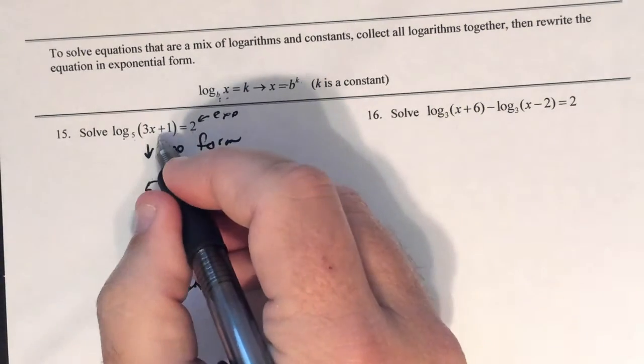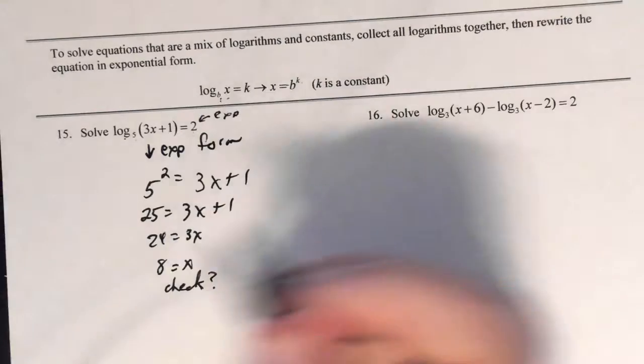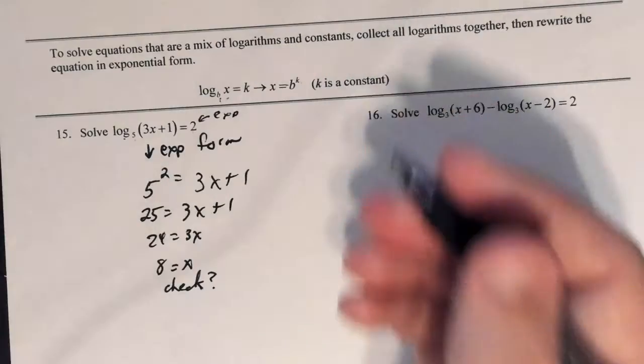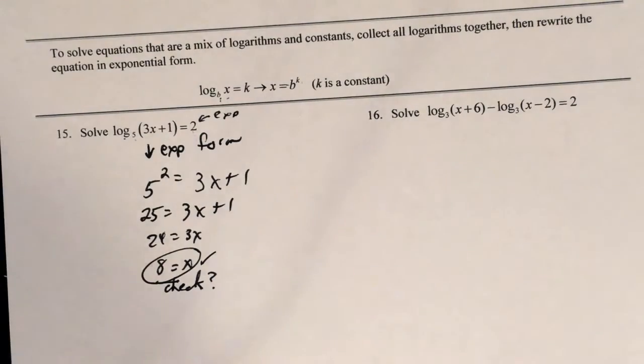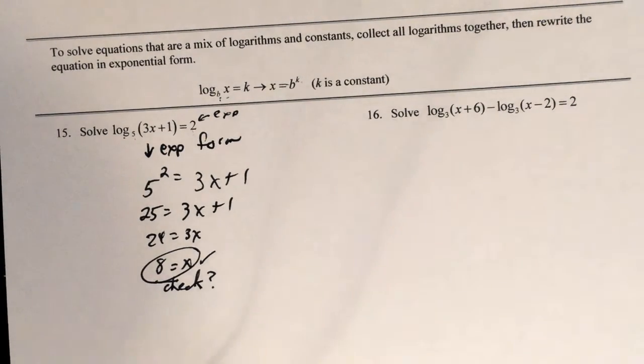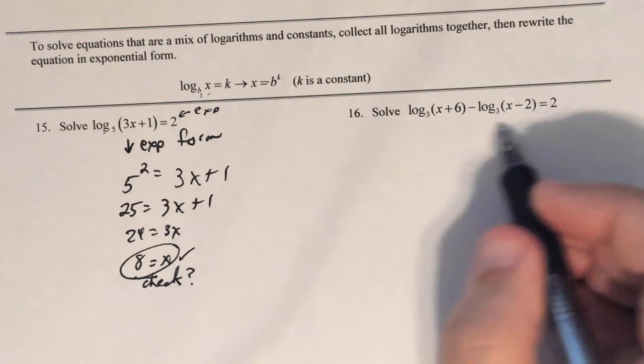But again, we have to check. Does it give me a positive here? It has to be a positive, and it can't be 0. That's 24 plus 1 is 25. That is good. It does check. So we do have to still check.